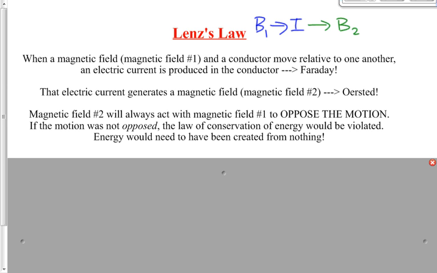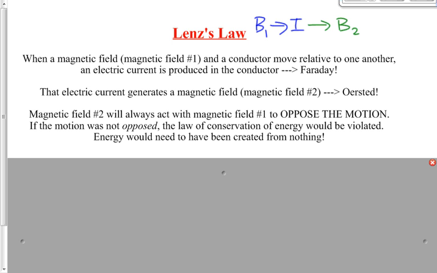So if I drop a magnet through a copper tube, we're going to produce an electric current, which is in turn going to produce a second magnetic field. The original magnetic field, that is the magnet that I dropped, and the new magnetic field that was produced there will oppose the motion of the magnet. Now, why do they oppose the motion of the magnet? Well, when you get two magnetic fields, they have to interact. They have to cause a force.